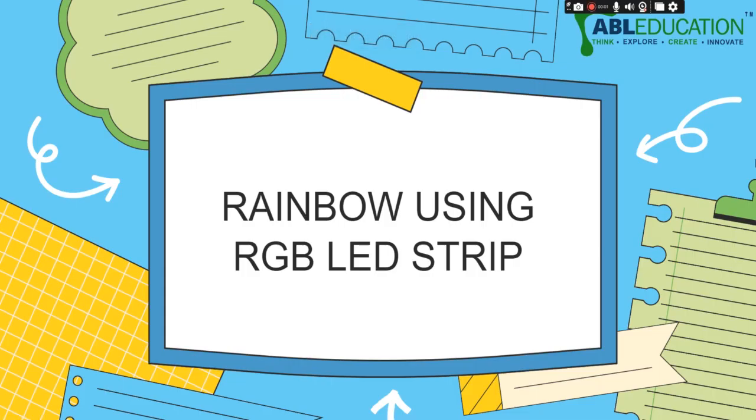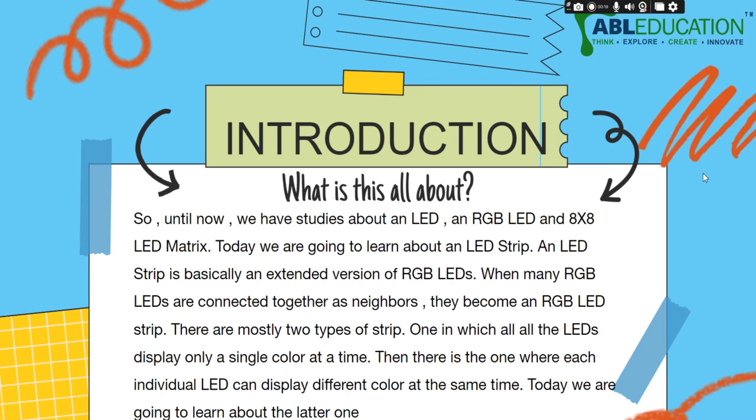So hello and welcome everyone to our A block series, and today we are going to learn about the rainbow using RGB LED strip. So it's nothing new, it's already some things that you have learned before, like using an LED with Arduino and using resistors and basic electronic components. Okay, so let's begin. So what is this about?